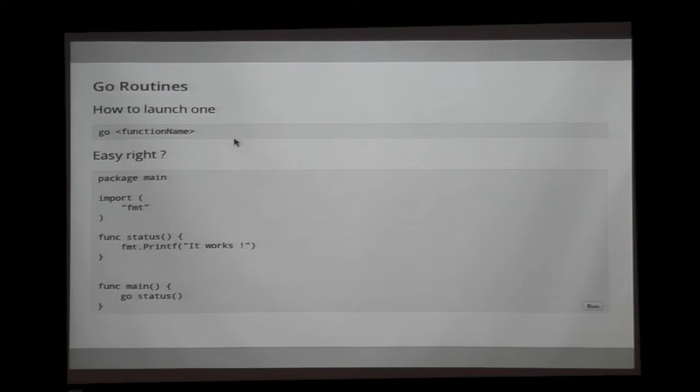To launch a goroutine, we just have to use the special word go. Okay, now you know why the language is called that. So go and simply the invocation of the function. For example, we have the main function, and then a simple status function, and then we just invoke it, right? What we expect from this is that it will just print, it works, right? What?